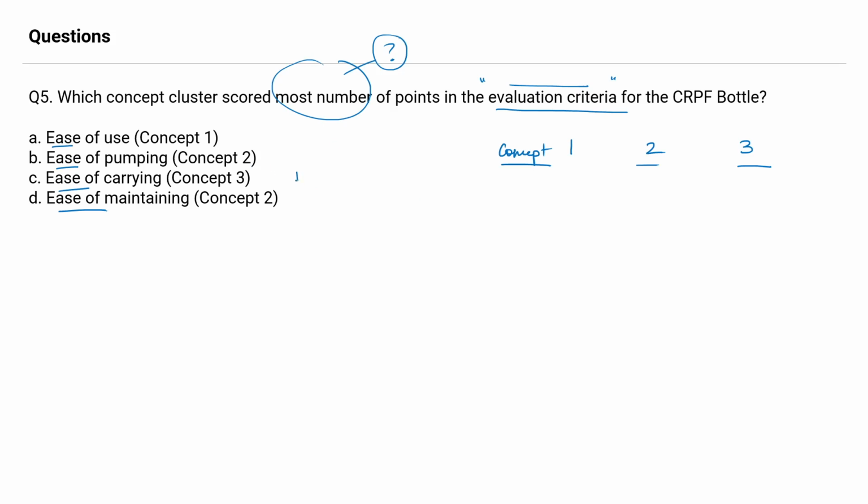Okay, we have got one vote for option C. Anyone else? Ease of use, ease of pumping, ease of carrying, and ease of maintaining. So, sir, you said option C. Could you recall how the design was for option C? How did it appear? If you can describe it.